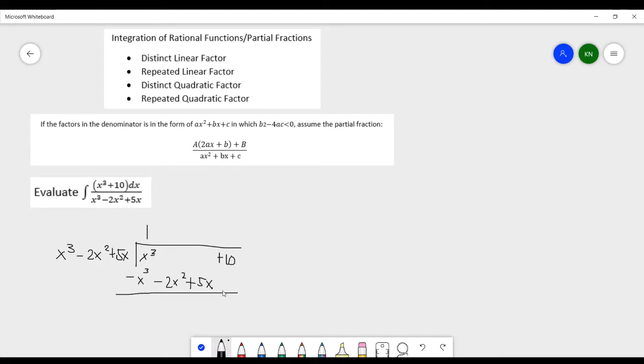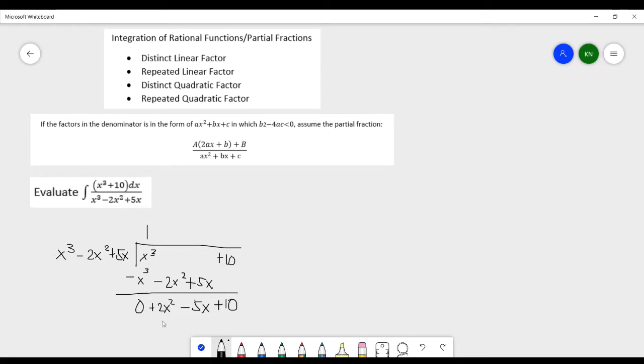Afterwards, we need to perform our subtraction. x cubed minus x cubed is 0. 0 minus negative 2x squared is positive 2x squared. 0 minus positive 5x is negative 5x, and then we bring down our constant, which is 10. So this is now our remainder, since we cannot divide this further by x cubed minus 2x squared plus 5x.